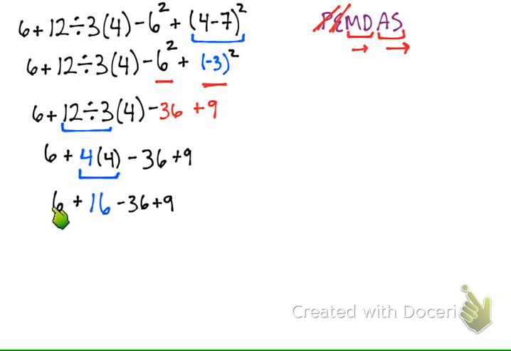So we have 6 plus 16 first. That gives us 22. And then we have the subtraction, so we're going to combine that. 22 minus 36 gets us negative 14. And then add 9 to that, and you get negative 5.